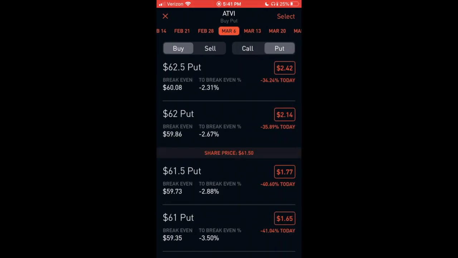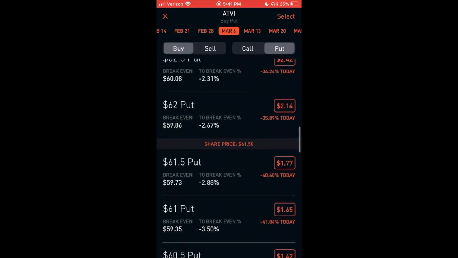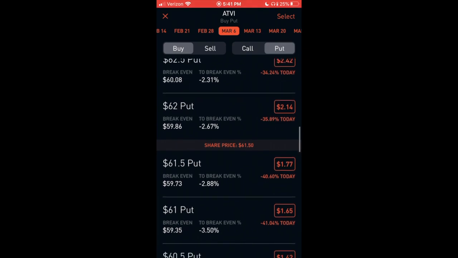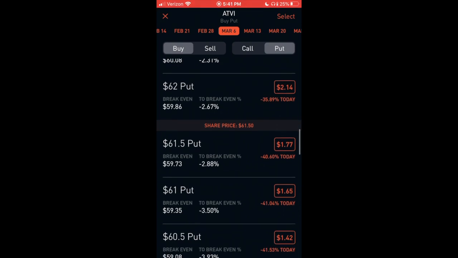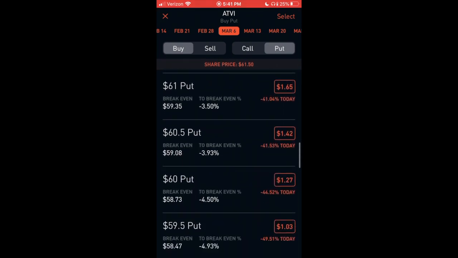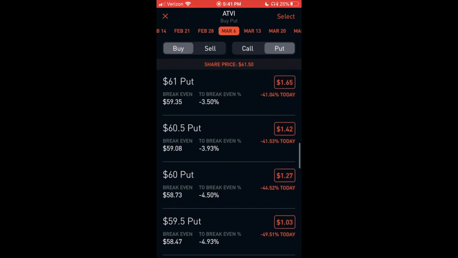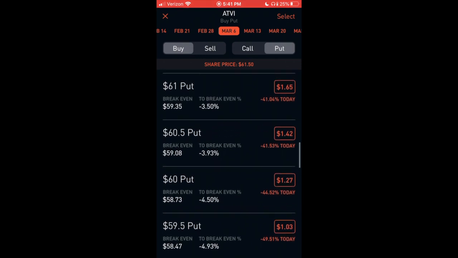Buying a put says, I believe this stock's going down. So again, same share price. The share price is going to be the same regardless if we're buying or selling, and if we're betting if it's going up or down. The share price is what the underlying is. So ATVI, share price is $61.50. I'm going to bring the $61 strike price up to the top here. So we're looking at 61 at the top of our option chain.